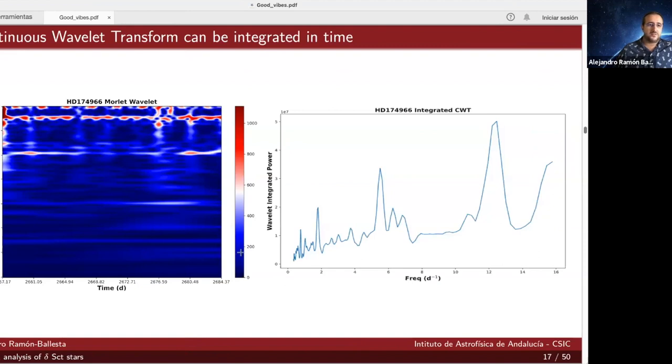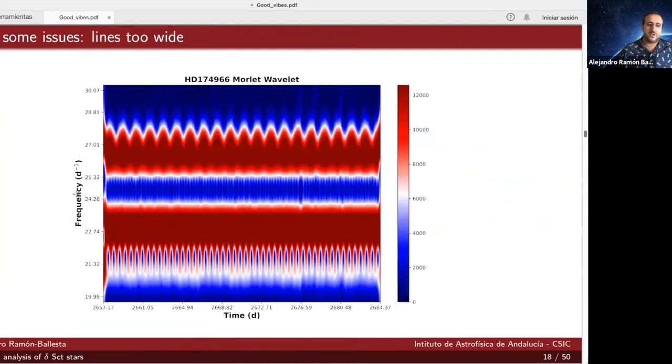And as a last thing of this wavelet transform, we can integrate the results over time, and we will get the frequency versus power plot. So we can identify the peaks and where the main frequencies are. As you can see, there is a background noise that is increasing with the frequency. This is one of the drawbacks of this analysis. Another one is that sometimes, especially with the higher frequencies, the lines are too wide. So if there were more than one frequency in this region, we wouldn't be able to see it.